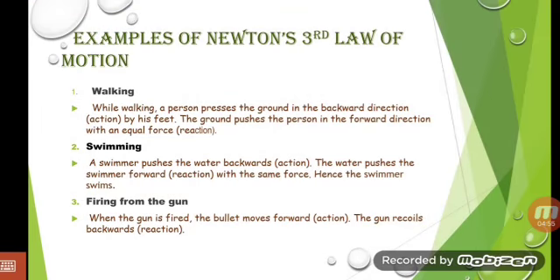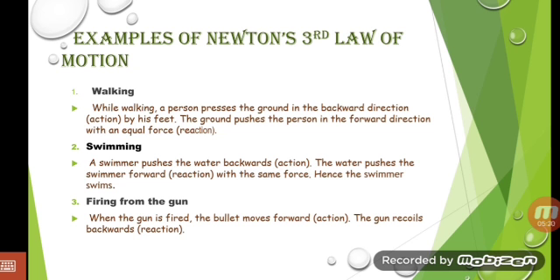First, walking. While walking, a person presses the ground. When we walk, we press the ground in the backward direction. It is the action. And what will be the reaction? According to Newton's third law, it should be equal and opposite. That is, the reaction will take place in the forward direction. And who will apply the reaction? It will be applied by the ground, because we are applying force to the ground. That is the action, and the reaction will be applied by the ground.